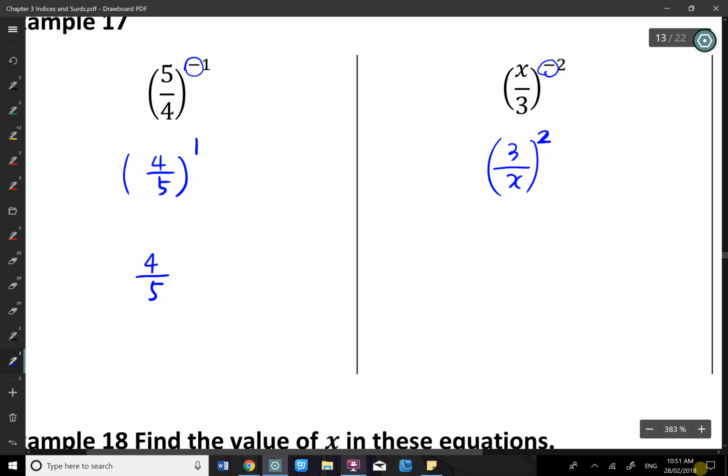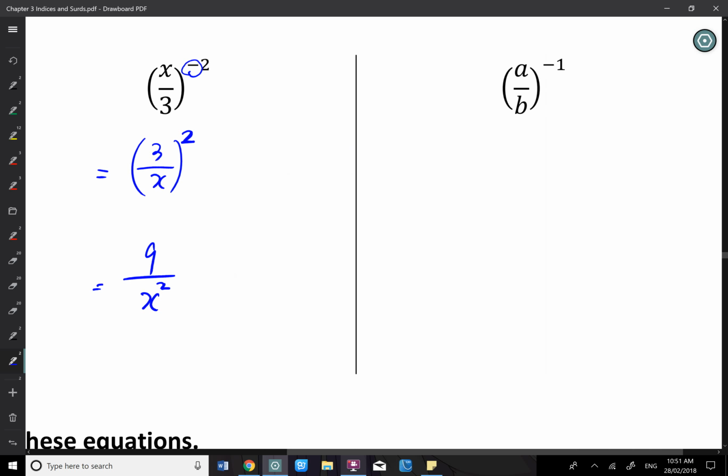Yeah, you expand it. Well, better expand. So it's 9 over x squared. So this negative will just flip the fraction b over a, and then to the power of 1, that's just b over a.